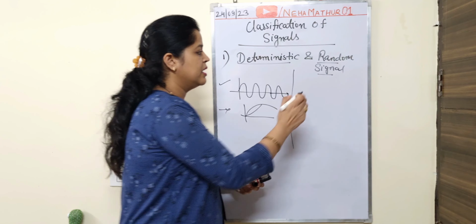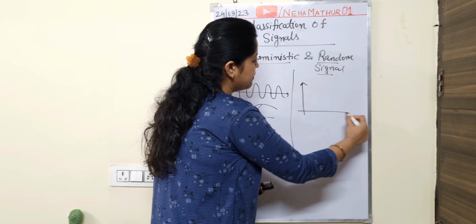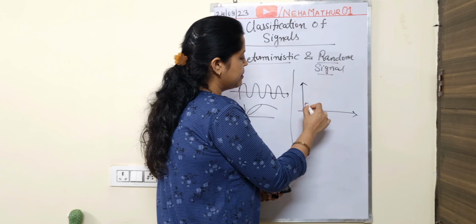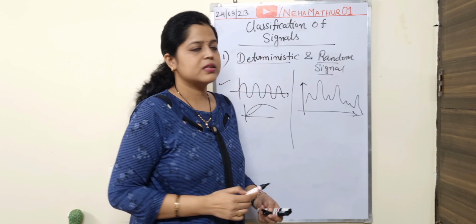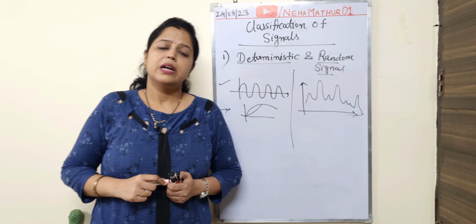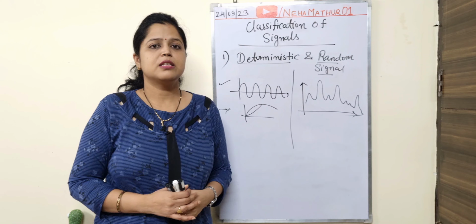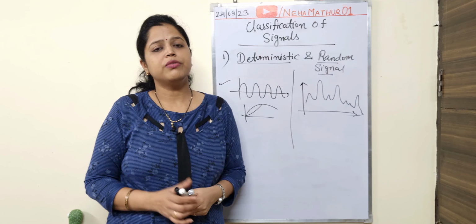Similarly, thermal noise is definitely uncertain. So it may be like this. Such kinds of signals come under the category of random signal. This is the first category. One more thing, any continuous time signal or any discrete time signal may be deterministic or random. This is about the first classification of signals.